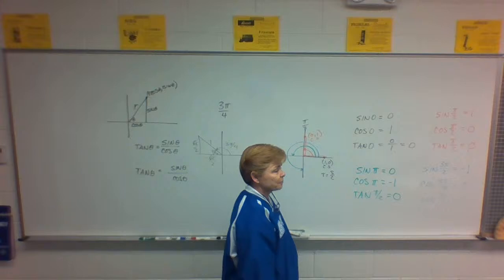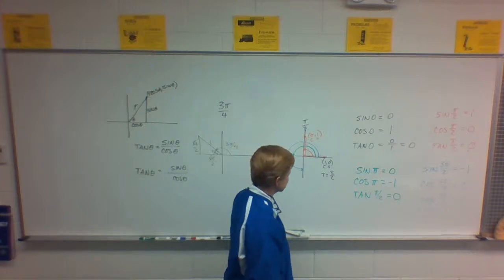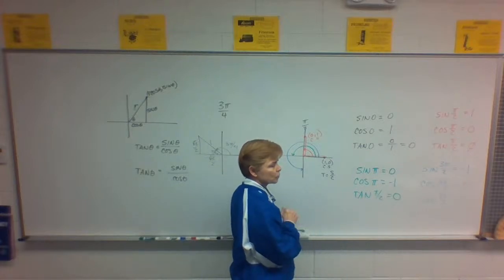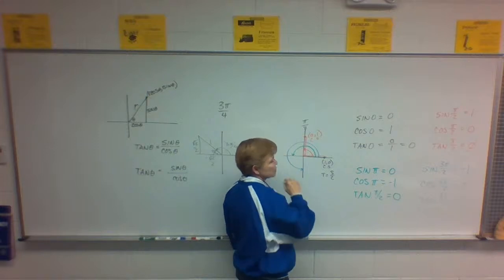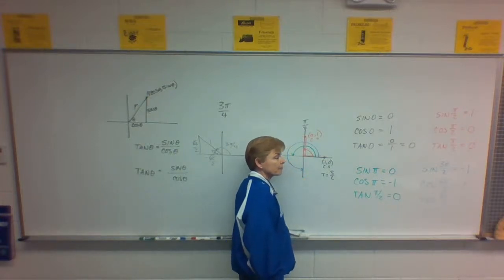No, wait. Secant is -1. The reciprocal of -1 is -1. If I did the tangent of this, it would be undefined, or the cotangent would be, because you have to flip it over. But the cosine was -1, so the secant is the reciprocal of that, which is still -1.